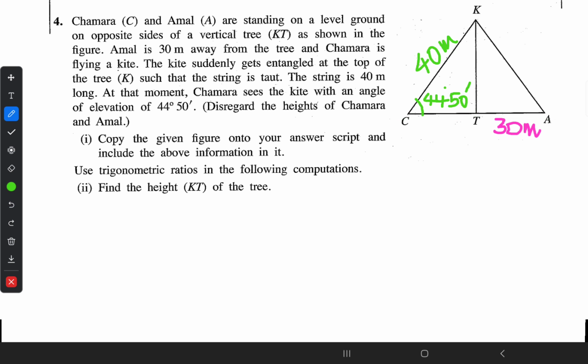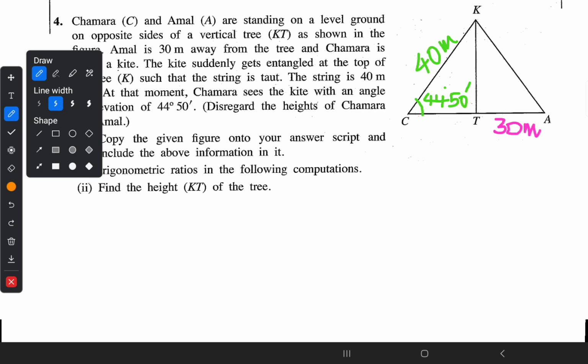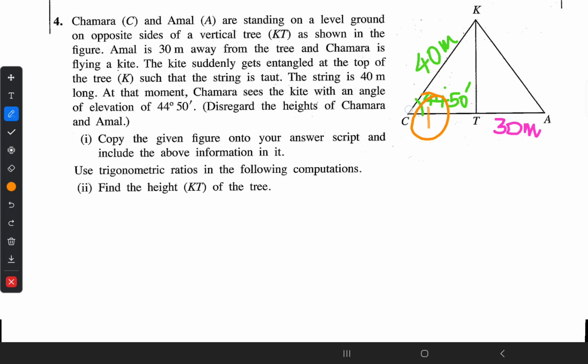Copy the diagram and show it in your answer script. When you denote this as 30, you will get 1 mark. Similarly, this as 44 degrees 50 minutes, you will get another mark, and to mark this, you will get 1 more mark. Noting this actual data is very easy, you will get around 3 marks. Then we have to find the height KT of the tree.